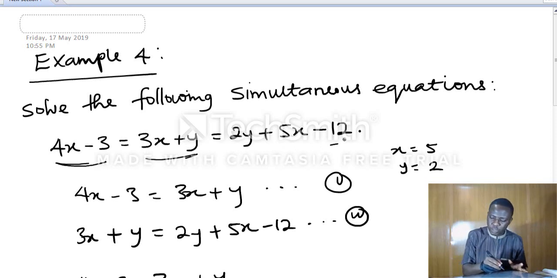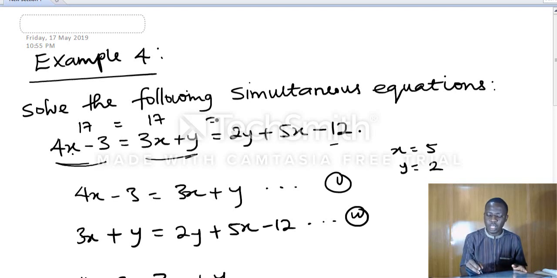So let's see. This becomes 4x, that's 4 times 5 is 20. 20 minus 3 is 17. Will it be equal to this? Let's see. This is 3 times 5 is 15, plus 2 is 17. It means it is equal. And also, let's look at this. This is 2y, which is 2 times 2 is 4. 4 plus 5 times 5 is 25.